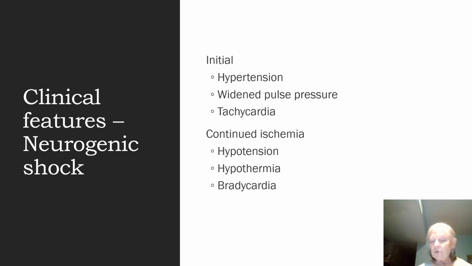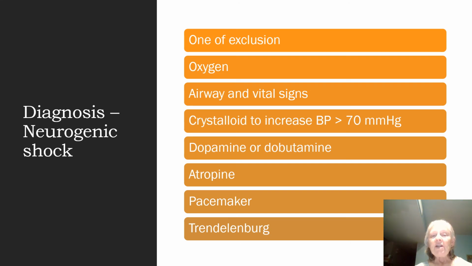So neurogenic is one of those shocks that you start off nice and warm and it doesn't look like anything else. So how do we diagnose this? One of exclusion. If it's not anything else, it has to be neurogenic, okay?